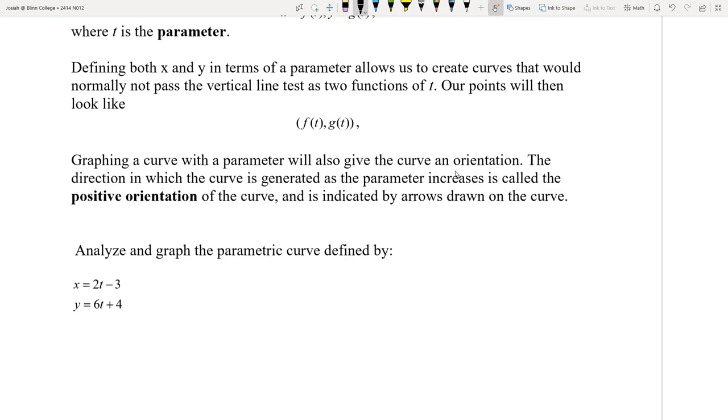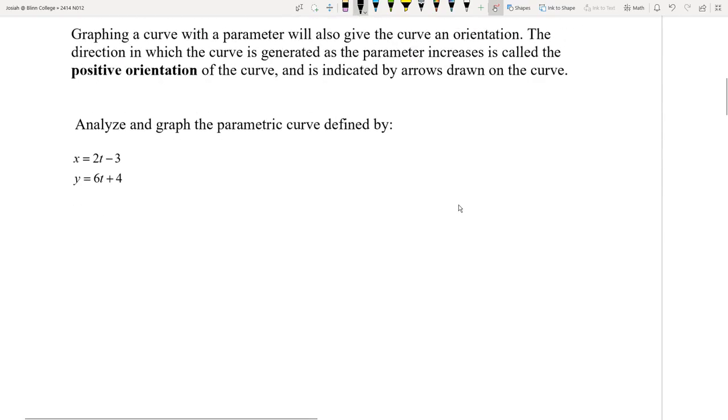Graphing the curve will also give an orientation. The direction in which the curve is generated as the parameter increases is the positive orientation of the curve, and we indicate it by arrows drawn on the curve. So let's take a look at an example.